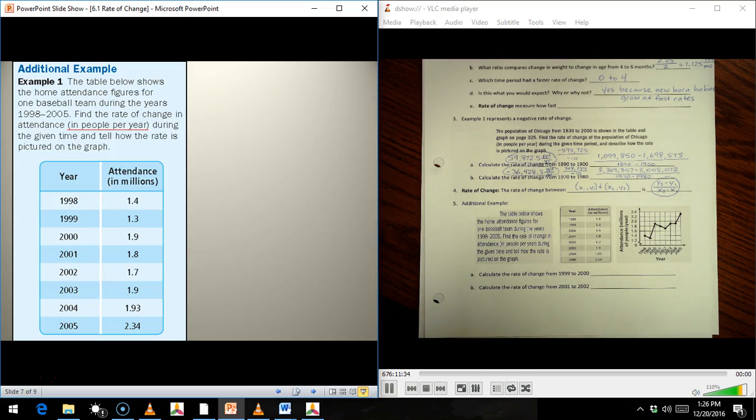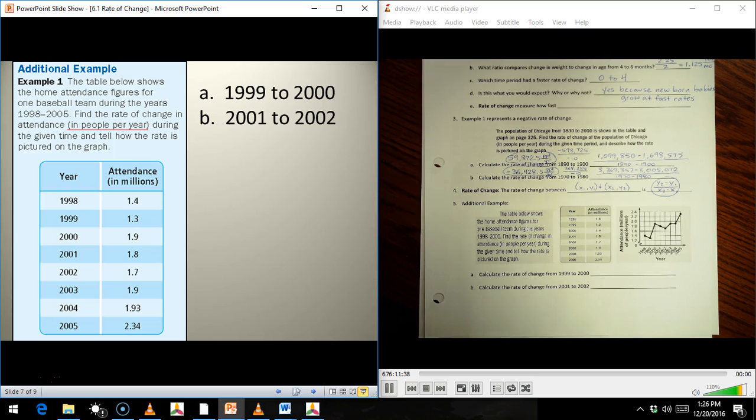So what you can go ahead and do is look at number 5 and calculate the 2 rates of change. I'm not going to show the work here, but you can calculate the rates of change from 99 to 2000 and from 2001 to 2002. And you would use the data in the chart. So go ahead and give that a try and see what numbers you get in, and as you see underlined, people per year.